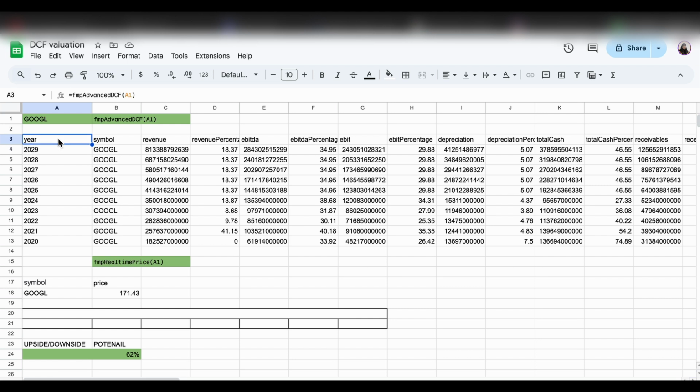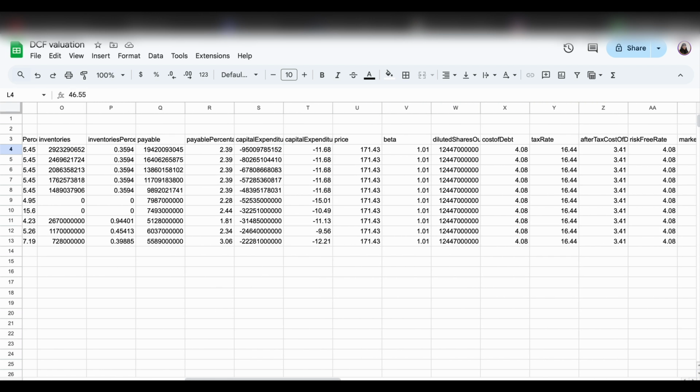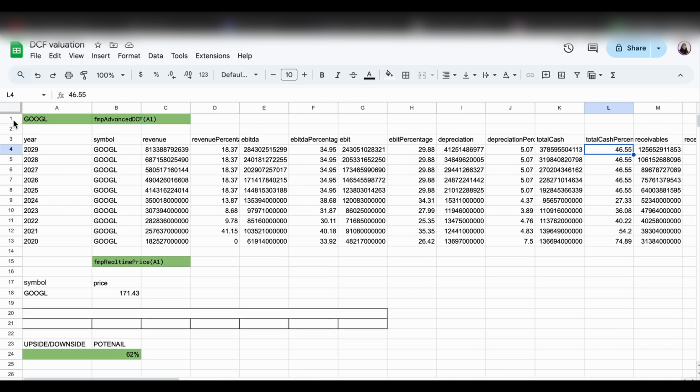After you've done those connections, just go to an empty cell and use this formula: equals FMP advanced DCF A1. A1 is the cell with Google over here. So if you click on the formula, this thing is highlighted Google, and then hit enter, and now it downloaded the forecasted data starting from 2020 to 2029. This is the forecast of revenue, EBITDA, depreciation, total cash, and different things that we would need for our model. Don't worry, I will go step by step and you will understand everything.